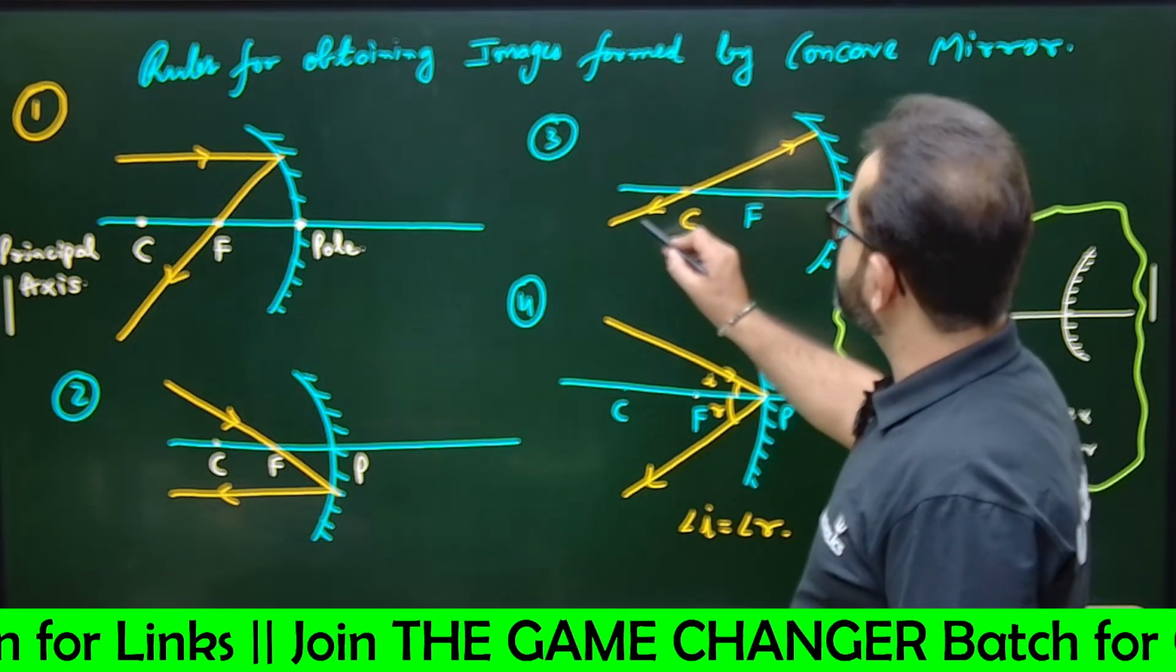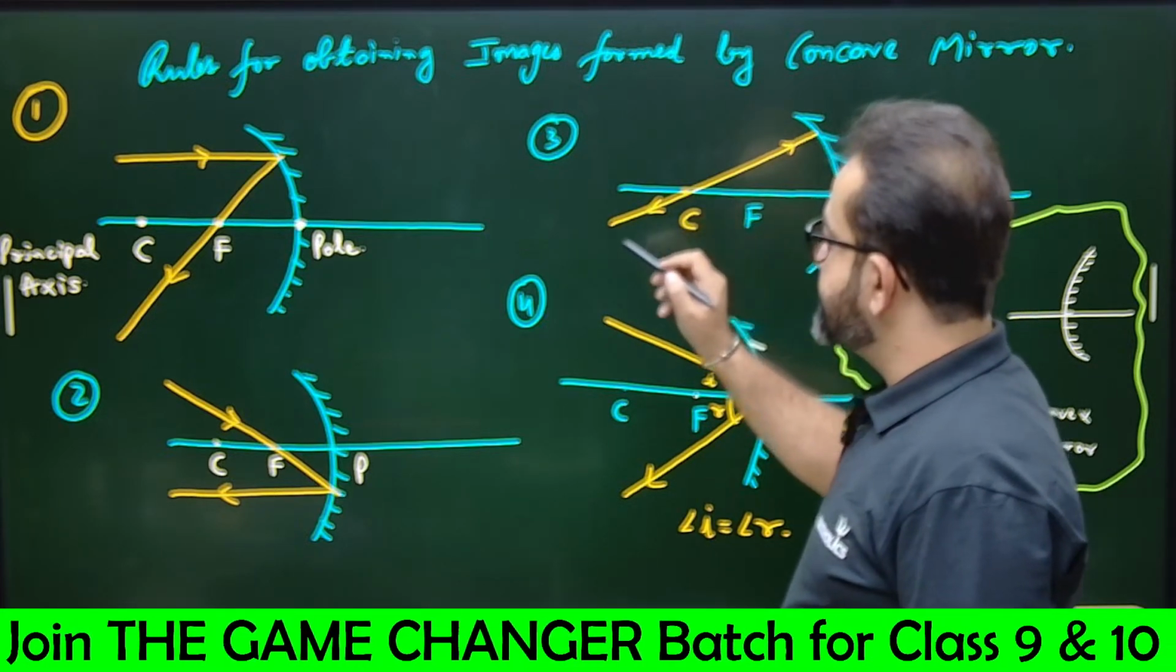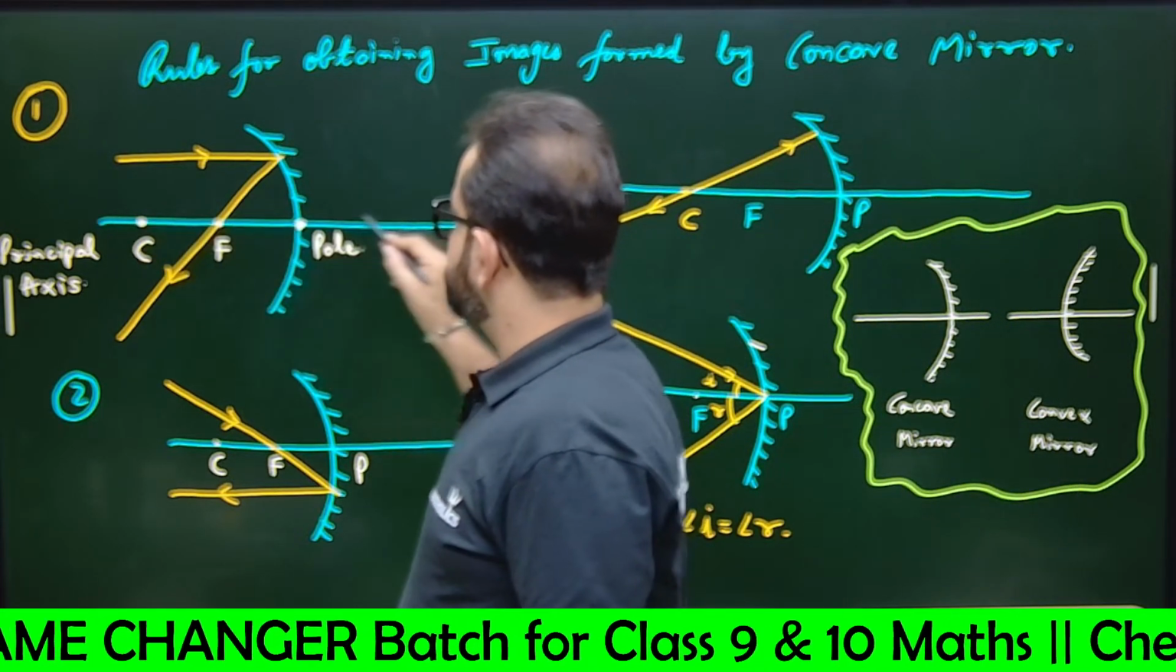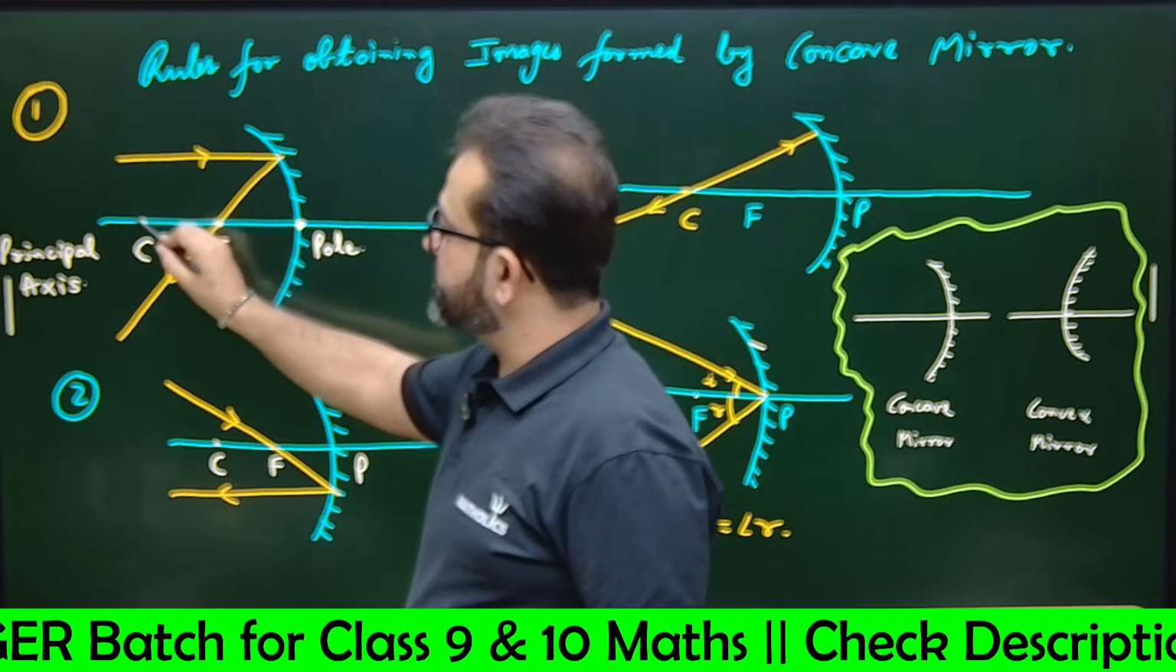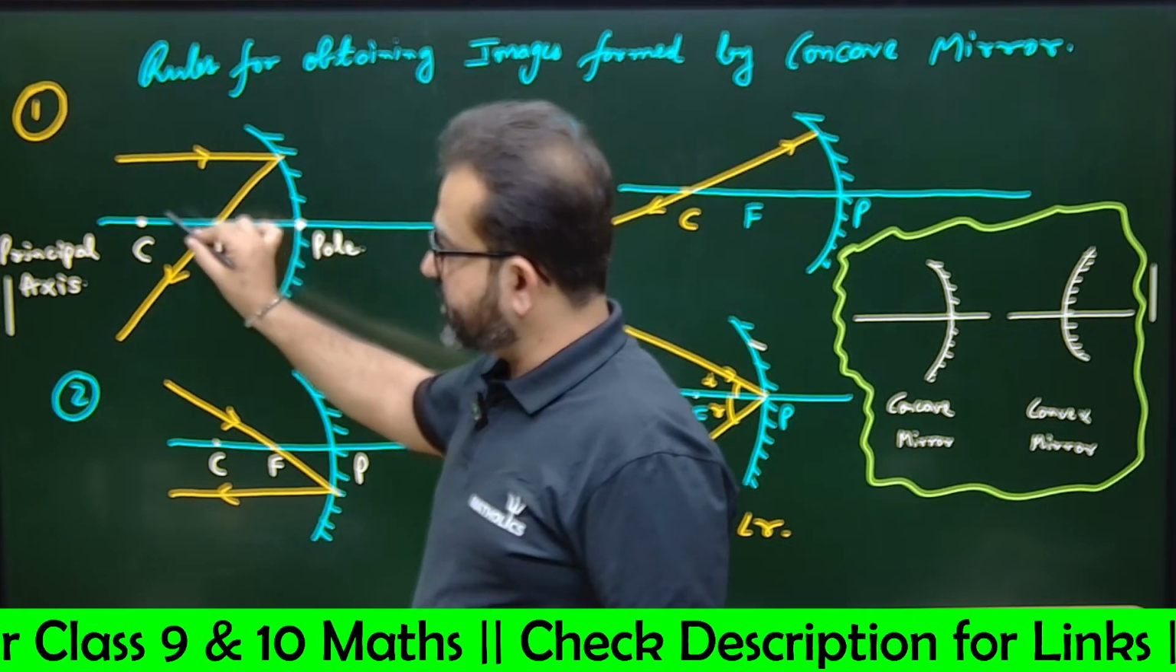Third case, if a ray of light is coming from the center of curvature, this is C. How to draw? This is the diagram. This is the principal axis. This is the pole. This is the focus. This is the center of curvature, right? Pole, focus, center of curvature.